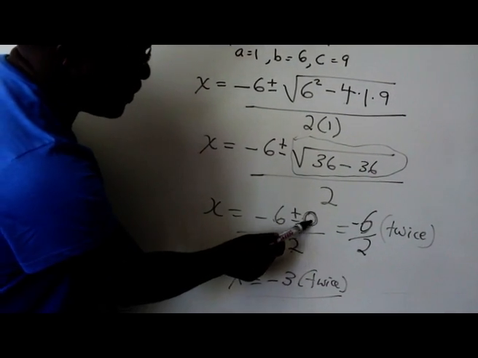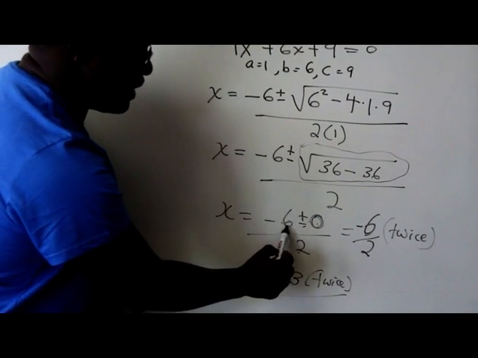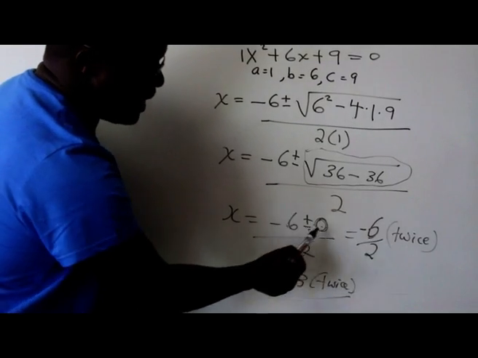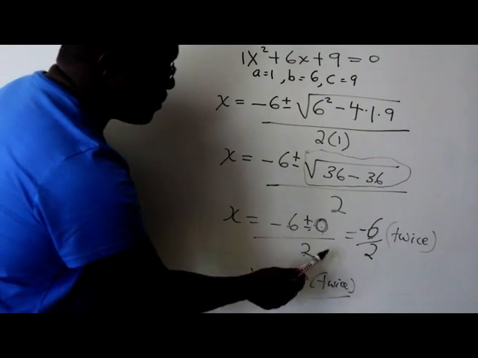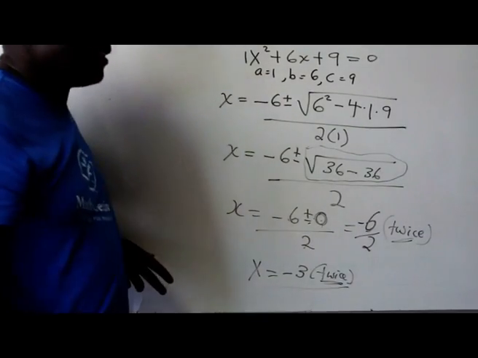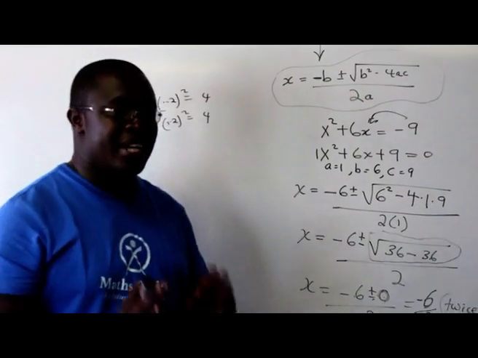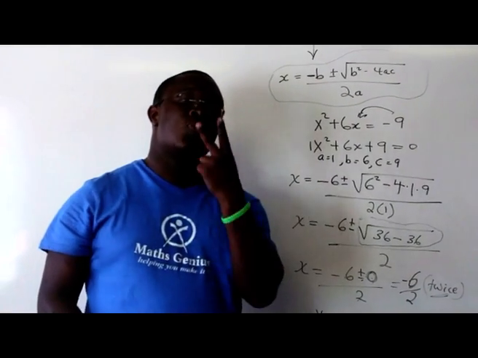You get it? If this was a 2, then it would be -6 plus 2, and then the other one would be -6 minus 2. But because it's a 0, we have to remember to write the word twice so that we don't lose any solutions. Every quadratic equation has two solutions.